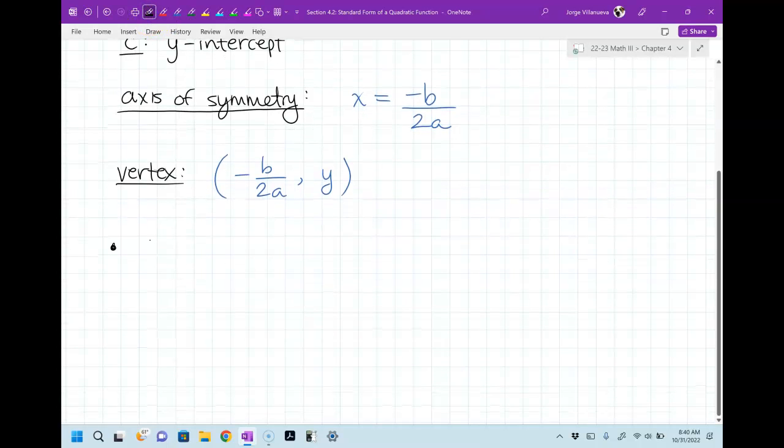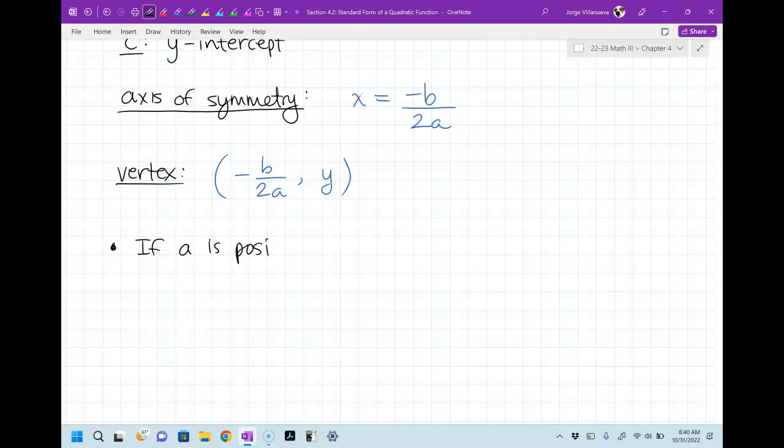So let me put that right here. If a is positive, the parabola opens up.